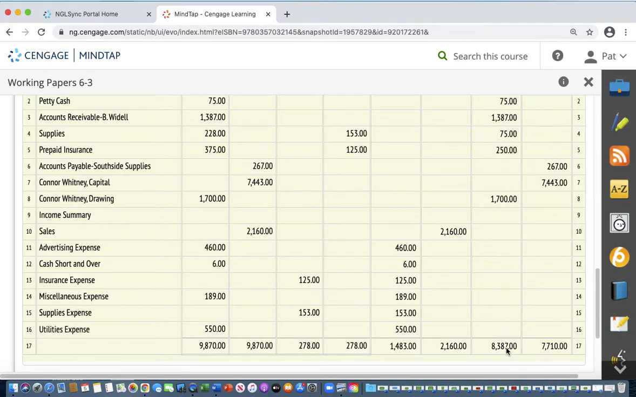And the balance sheet debit is $8,387. And then the balance sheet credit is $7,710. So that is step one, the first tab, right?